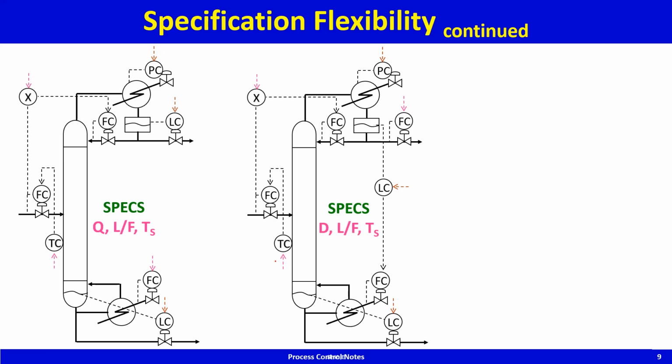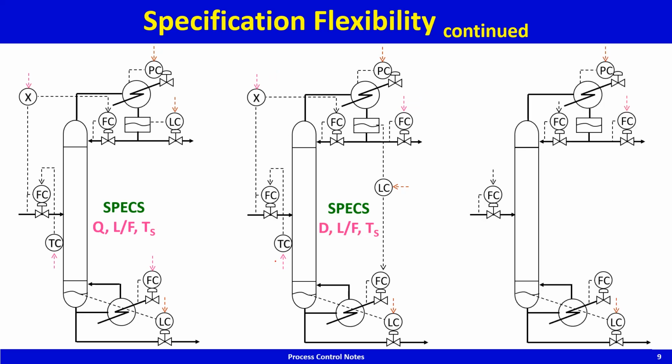Here's another one. And in this case, what are we doing? We have the throughput manipulator again over here, and you're maintaining the reflux in ratio with the distillate rate, and everything else is the same as before. So here the specs are: distillate rate is the throughput manipulator, L by D, instead of L by F, and the temperature of the stripping tray, that is controlled.